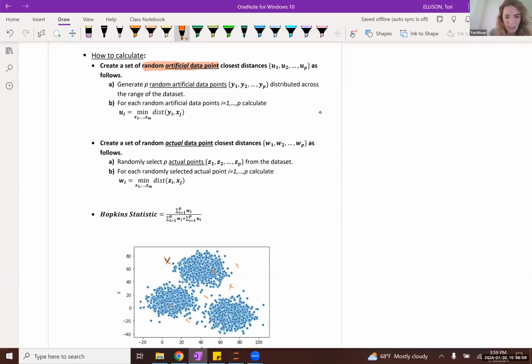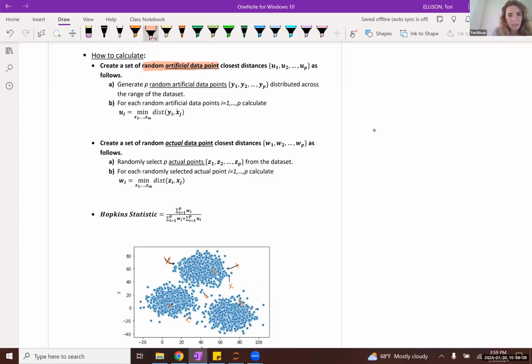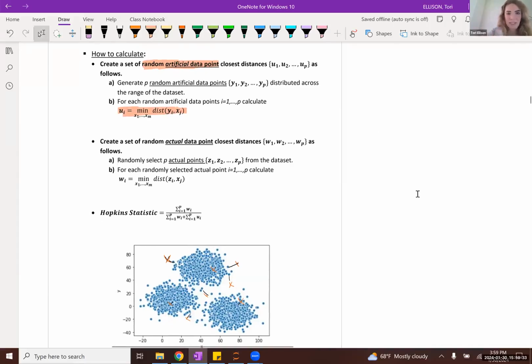And for this data set here, I can see that there's a lot of gaps. So it does look like a lot of these artificially generated points would end up in the gaps as opposed to the clusters. And so then what we're going to do with each of these points that we have randomly generated is find the distance of each of those points to their nearest neighbor in the data set. Okay. So you get a set of U distances.